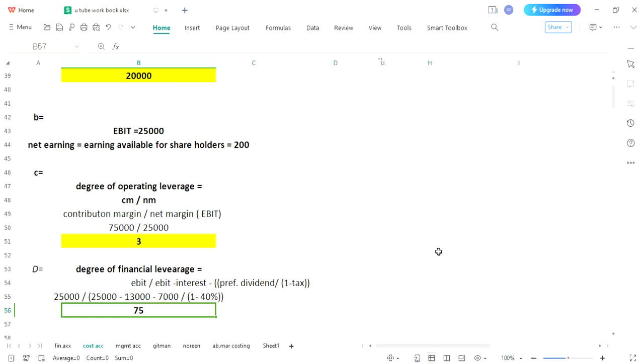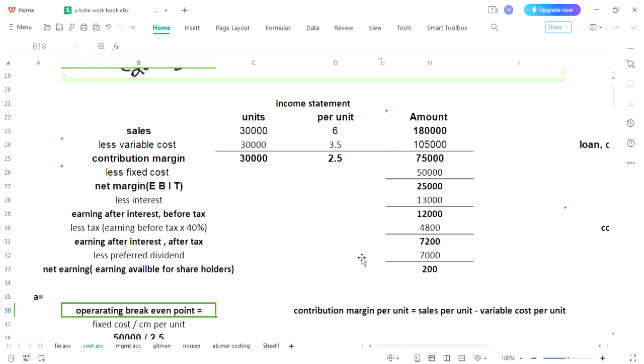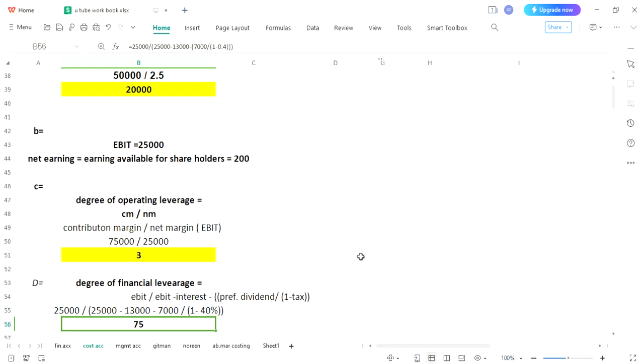So we have calculated our degree of financial leverage, which is 75. Let's check the answer first. So here part D's answer is 75 degree of financial leverage. It means the answer has been checked and matched. So let's mark it as completed.